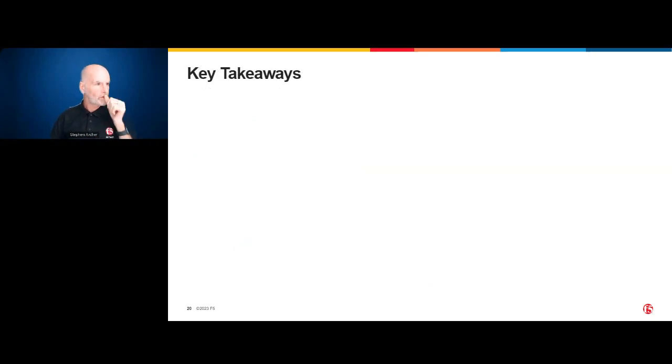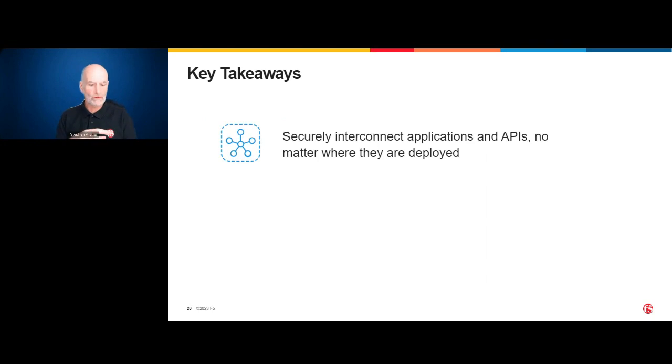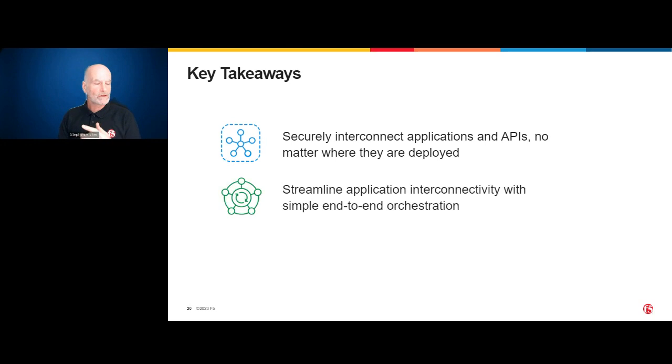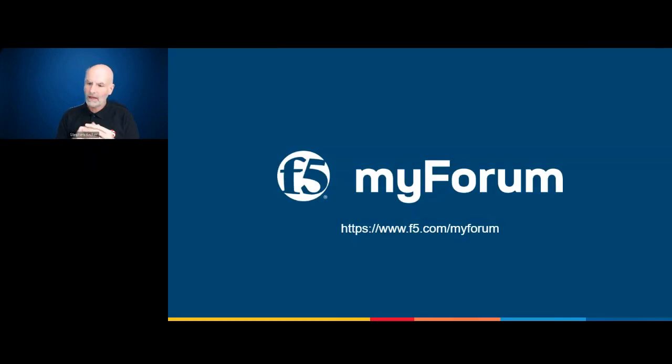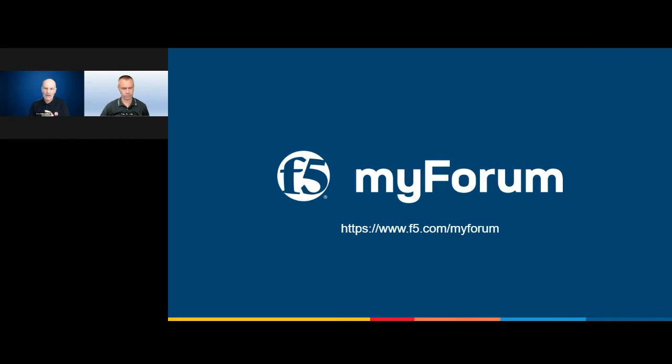So just to end on three key takeaways that are relevant to all three of these solutions, and in fact any multi-cloud networking solution. The first is that we can securely interconnect applications and APIs no matter where they're deployed. We can streamline application interconnectivity with simple end-to-end orchestration. And allow you to gain insights with end-to-end visibility and analytics with no configuration required. So with that, I will finish and thank you for listening, and hand over back to Bart.